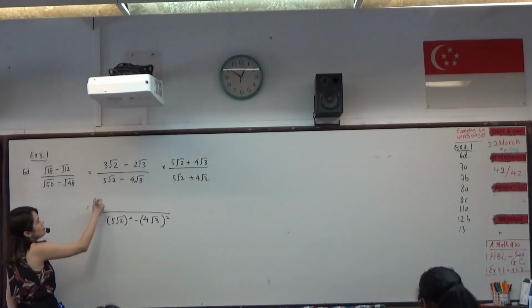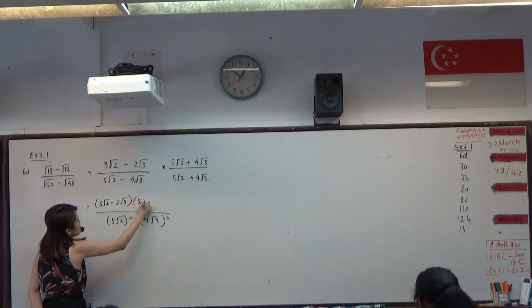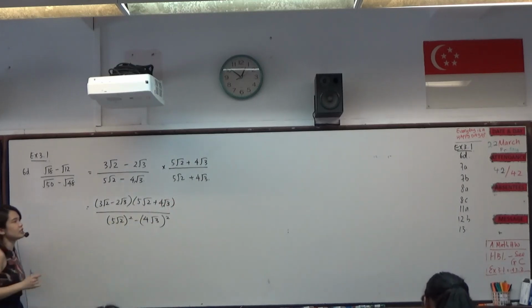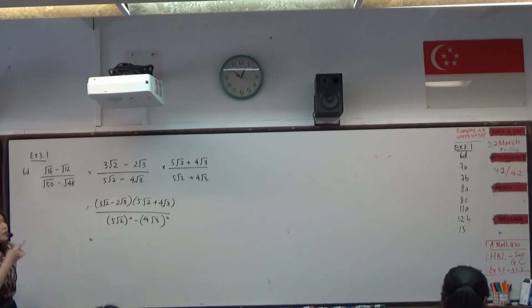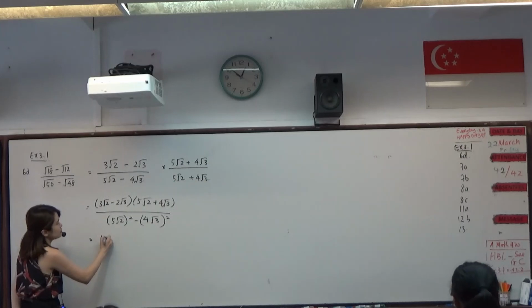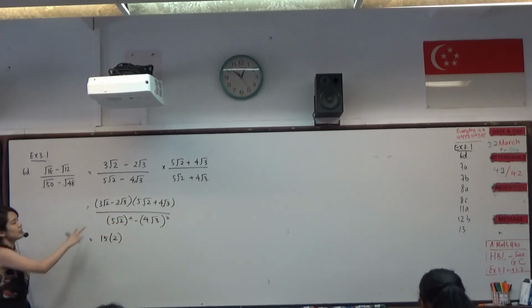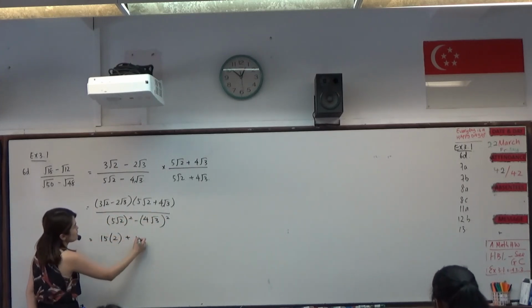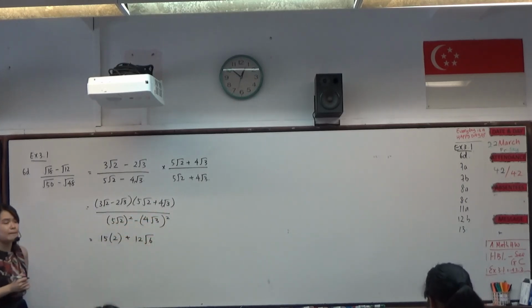Then in the numerator, we are looking at the expansion or the multiplication of these two expressions. There we are doing our rainbow method. So 3 root 2 times 5 root 2, 3 times 5, 15, root 2 times root 2 will just be 2. Then 3 root 2 times 4 root 3, that will give us 4 times 3, 12, root 2 times root 3, that will give us root 6.